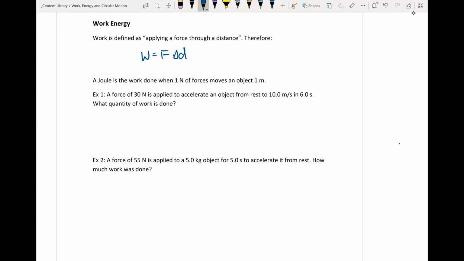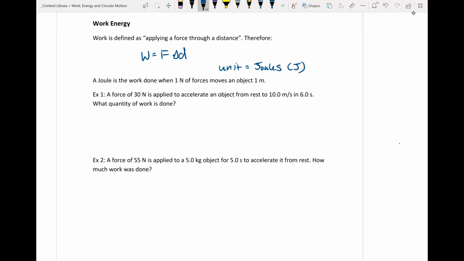change in our displacement. And the unit for work, well, since we're multiplying force, which is in newtons, and multiplying it with distance, which is in meters, we're going to get a new unit called joules. So a joule is the work done when 1 newton of force moves an object 1 meter. And we're going to write joules with just the letter J.